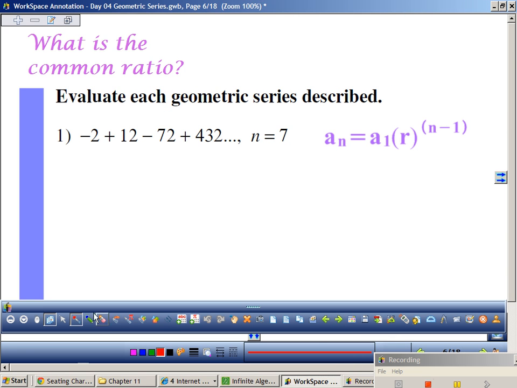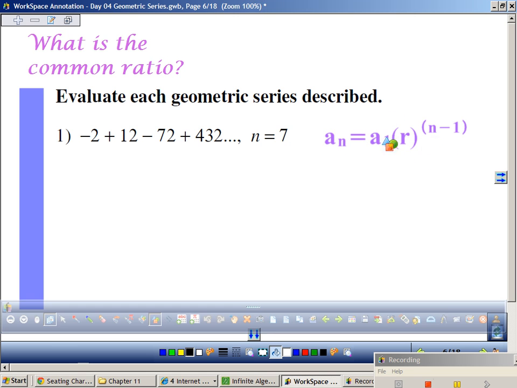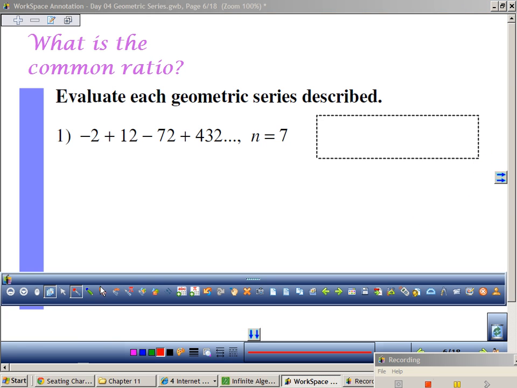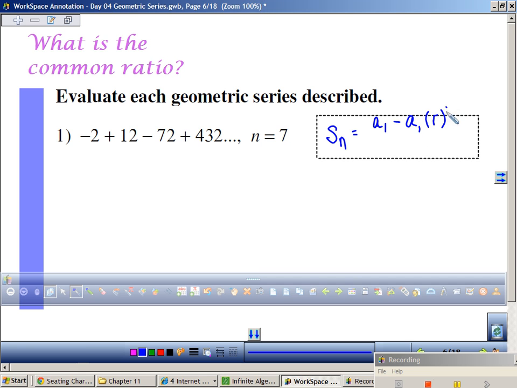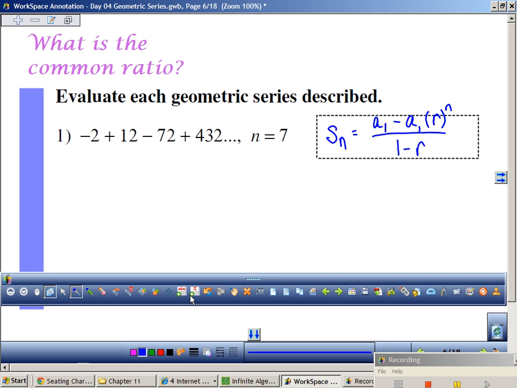All right, let's work with it. You don't need this. I don't know why I put this here. This is a geometric what? Sequence. That one's a sequence. We don't need the sequence. We need the series. What's the series again? We're going to do it over and over again. S sub n equals a sub 1 times 1 minus r to the power of n all over 1 minus r. Okay?